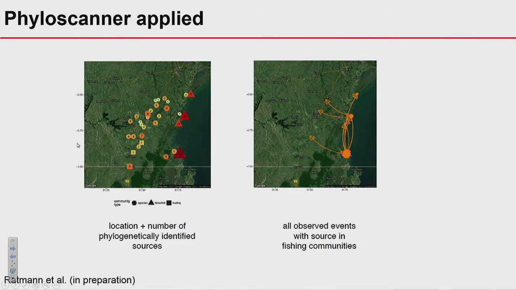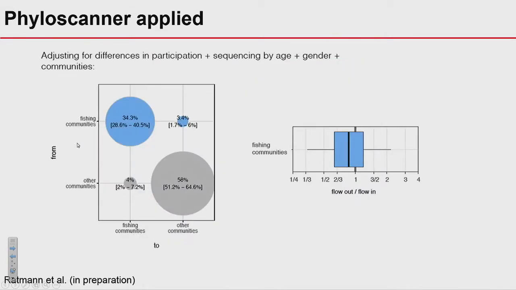And you can see that there were actually very few events that had sources in fishing communities and these agrarian communities. Actually, most of the transmission from fishing communities appeared to be going from one fishing community back to another fishing community. Adjusting for differences in study participation and sequencing coverage by both age and gender within communities, we were able to estimate the proportion of transmissions coming from fishing communities to other communities, and it was about 4%. So it was very low. Most of the transmission appeared to be endogenous to fishing communities, like we were seeing in that graph.